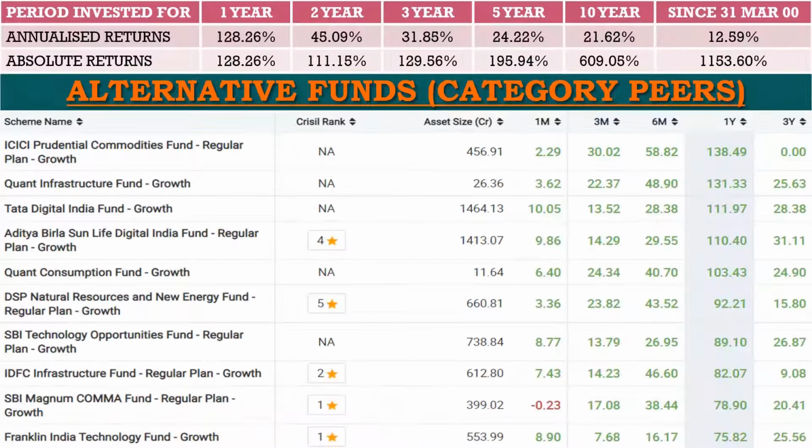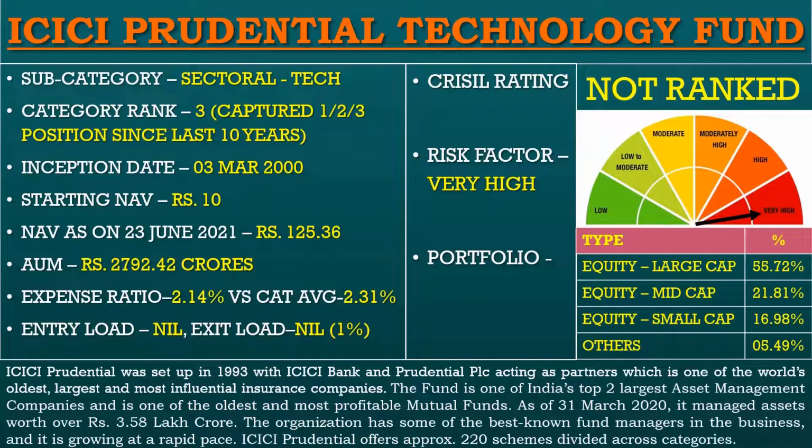The ICICI Prudential Technology Fund has delivered a CAGR of 12.57% since 2000. Although this fund had a slow start, the CAGR since the last 10 years is 21.62%. This fund has topped the performance among all funds in the sectoral category and has delivered a return of 128% in the last 1 year. Considering all these factors, another excellent choice to invest in.